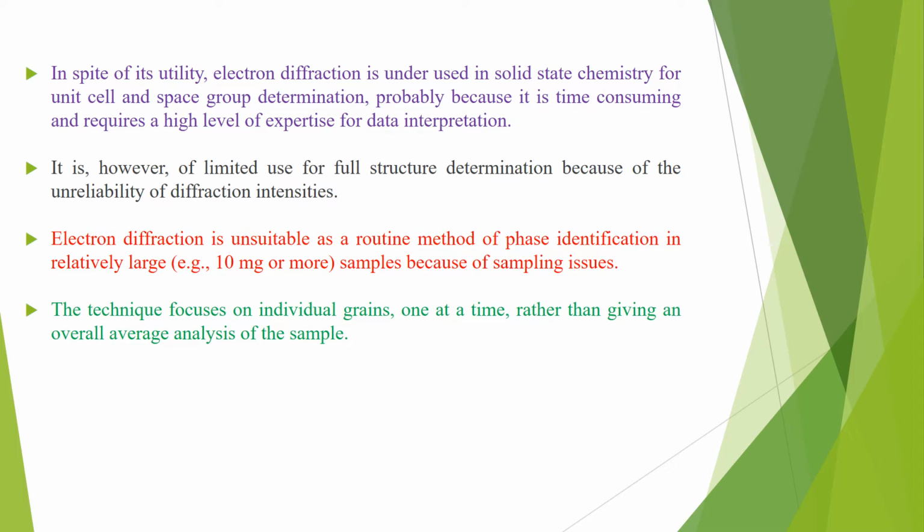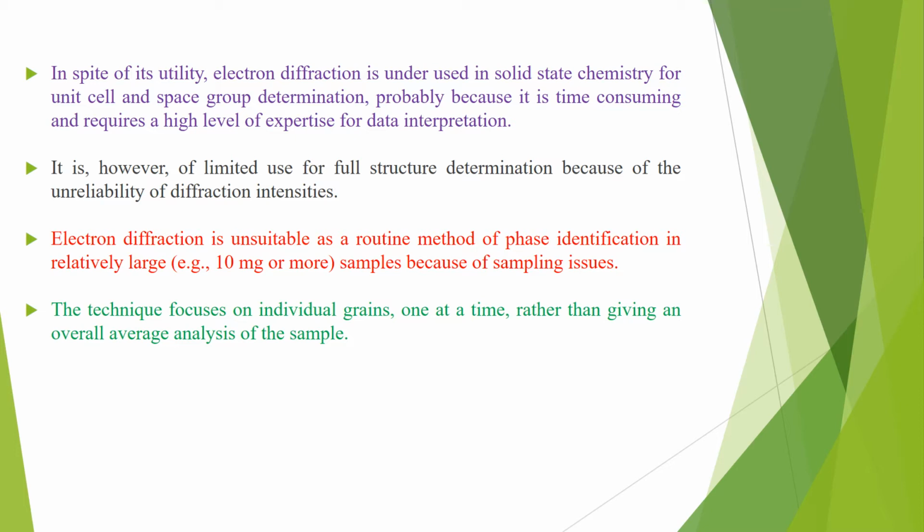In spite of its utility, electron diffraction is underused in solid-state chemistry for unit cell and space group determination, probably because it is time consuming and requires a high level of expertise for data interpretation. It is, however, of limited use for full structure determination, because of the unreliability of diffraction intensities.